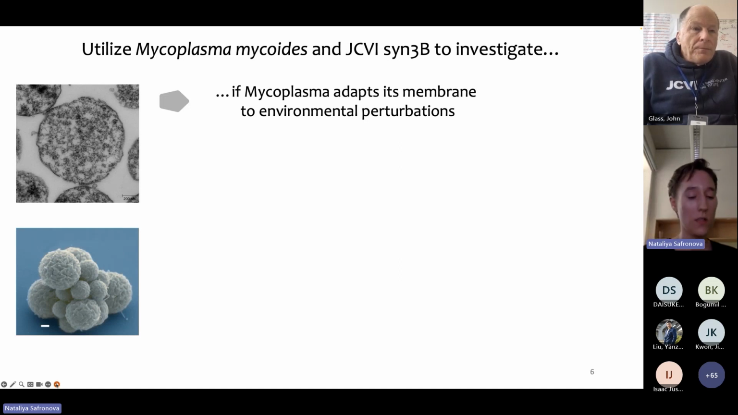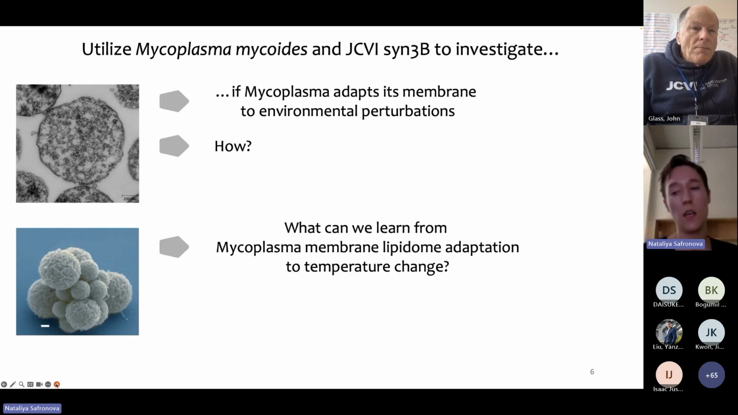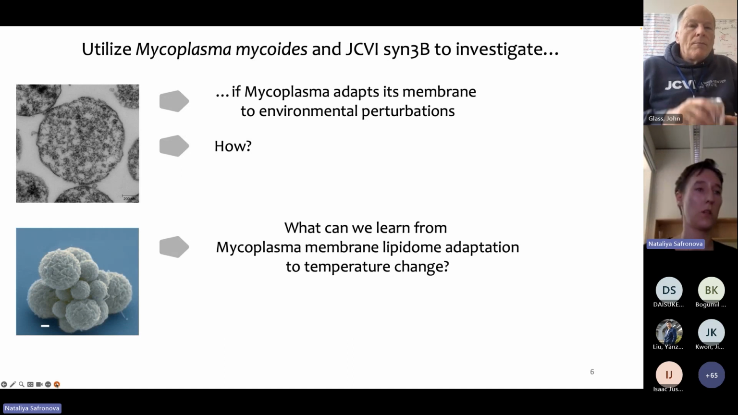Since these organisms are very simple, it was our very first question if they actually do adapt their membranes to change, say, in the growth temperatures. If they do, how does it happen? What are the mechanisms, lipidomic mechanisms behind their membrane adaptation? And in the long term, the big question is, what can we learn from mycoplasma membrane lipidome adaptations to temperature changes that would help us understand the fundamental principles of living membranes, design principles, and environmental adaptation?